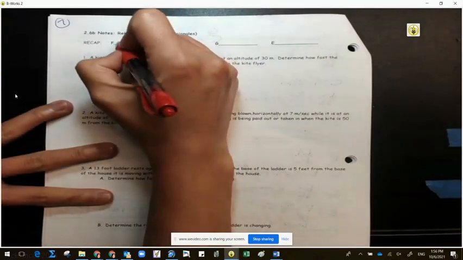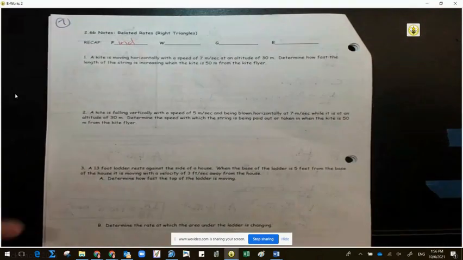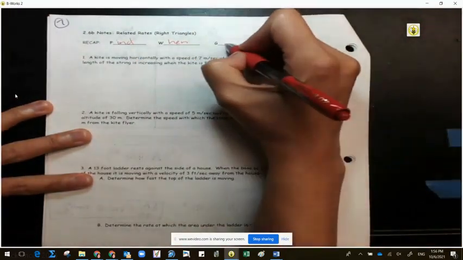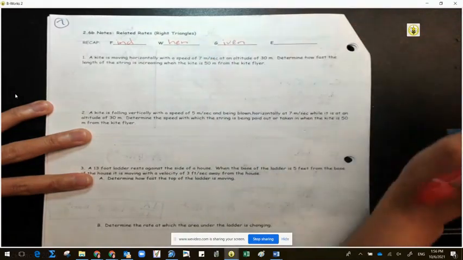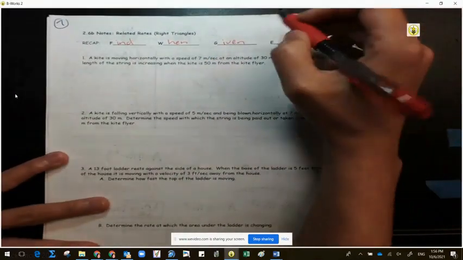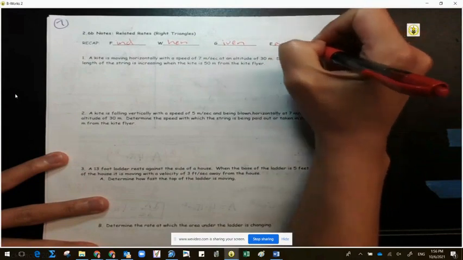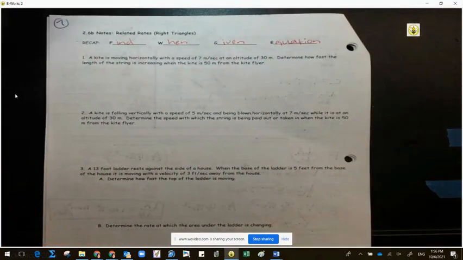So, F stands for find. W stands for when. What does G stand for? Given. And remember, the given is always the rate of. And then E stands for equation. We need an equation to make or to derive anything. Let me zoom in a little bit.